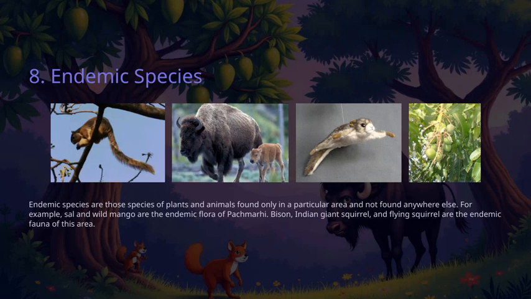Endemic species are quite fascinating because they are unique to a specific area and aren't found anywhere else in the world. When we talk about endemic flora, for example, in Pachmarhi, we mention plants like sal and wild mango. These species are specially adapted to this region's environment and are a vital part of its ecological identity. On the fauna side, we have animals such as the bison, Indian giant squirrel, and flying squirrel, which are also exclusive to this area. Recognizing endemic species helps us understand the rich biodiversity of Pachmarhi and highlights the importance of conserving these unique organisms. It ties into our overall theme of preserving natural heritage and maintaining ecological balance.